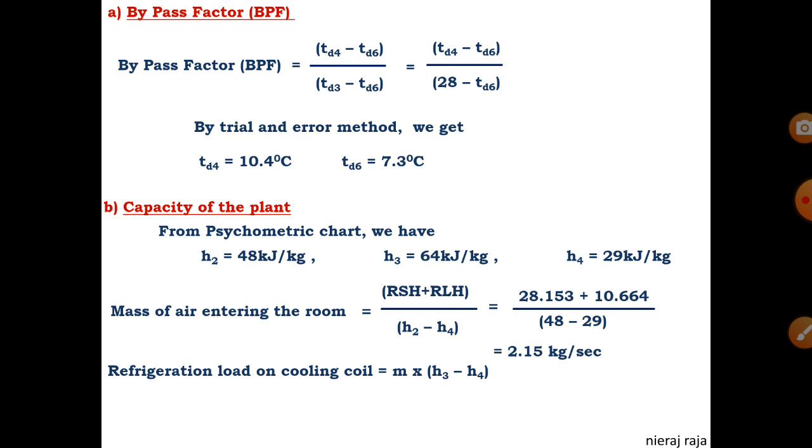आई गॉट इट 2.15 kg पर सेकेंड। अब कॉइल में जो एयर आ रही है वो आ रही है पॉइंट नंबर 3 पे, और कॉइल से जब बाहर निकल रही है तो वो निकल रही है पॉइंट नंबर 4 पे। सो दिस पर्टिकुलर 2.15 मल्टीप्लाइड बाय H3 माइनस H4 वी विल गेट एज 4515 kg पर मिनट। सेकेंड से मिनट में कन्वर्ट करना, दैट्स वाई वी हैव यूज मल्टीप्लिकेशन विद 60 एंड डिवाइड दैट टोटल टर्म बाय 210, वी विल गेट 21.5 TR. So this is how we have calculated the refrigeration load or the cooling capacity of the plant.